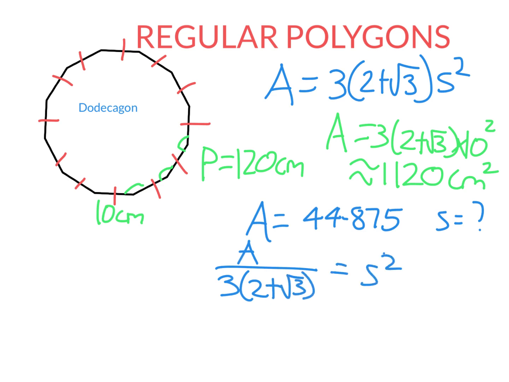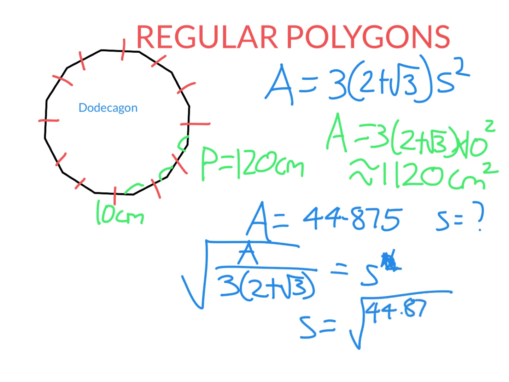So if I want S just by itself, I square root both sides. So if I want to find what the side length is that will give me this area, all I need to do is now substitute in A for 44.875 over 3 outside of 2 plus root 3. You can put that straight on your calculator. You get about 2. The side length would have to be about 2 centimeters for the regular dodecagon to have this area.